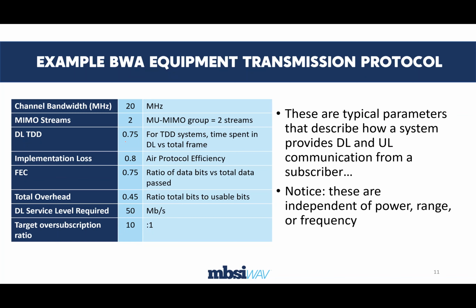Our air protocol efficiency, we're going to set our implementation loss at about 80%. That should take into account the switches between downlink and uplink, and the fact that we might have a beacon, a preamble, or pilots, or whatever the case is, that we have to account for that time. We don't have all of the available channel for customer data. So there's some overhead. So let's count 80% for that overhead.